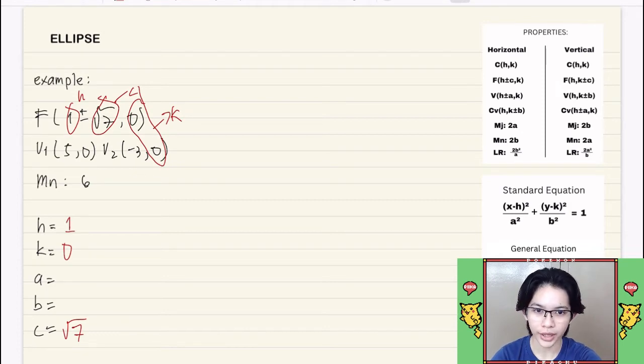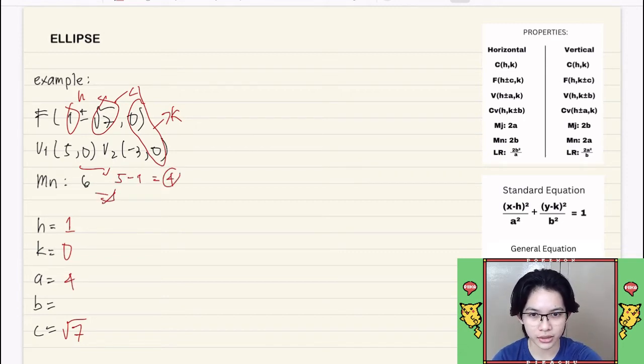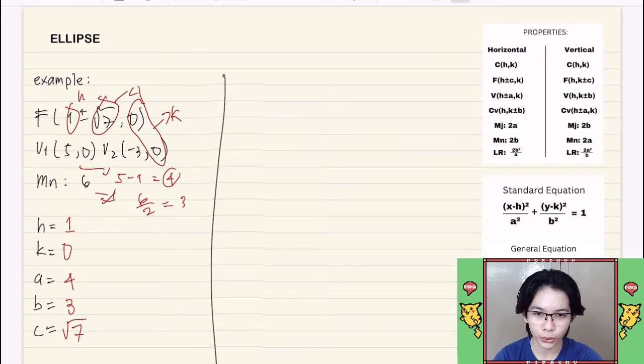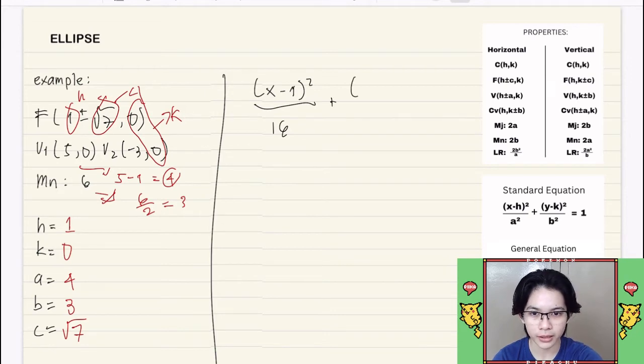To get a, we can add or subtract the h to the vertices, thus 5 minus 1 is 4. To get b, we can derive it from the minor axis, which is 6. Simply divide the given by 2, thus b is 3. Now that we have completed the needed variables, we can substitute into the standard form, which will give us (x minus 1) squared over 16 plus (y minus 0) squared over 9 is equal to 1.